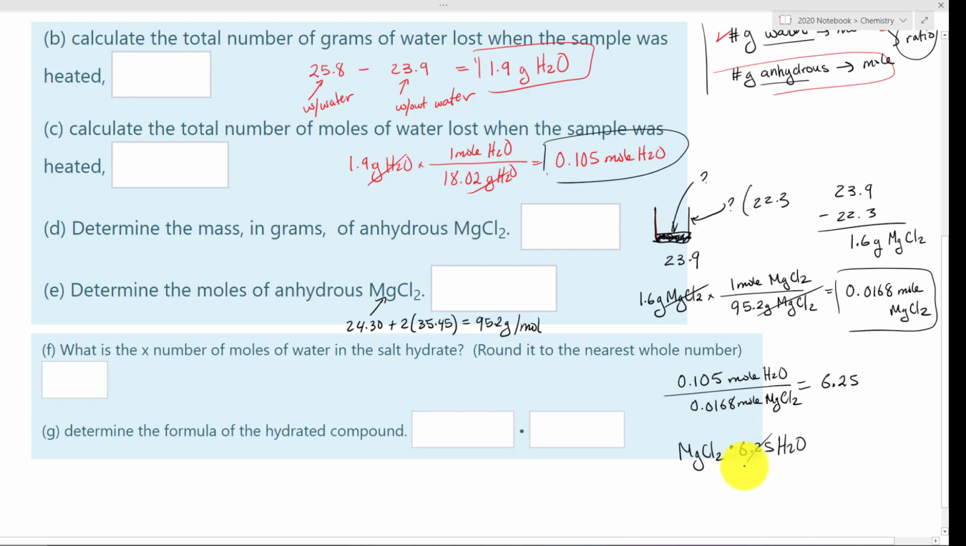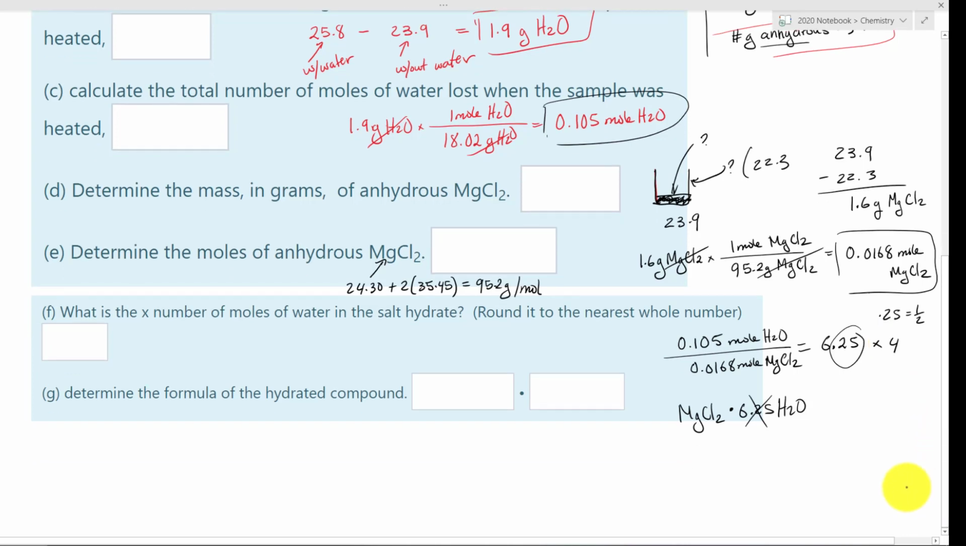Now, if you have your answer as like this, 1 mole of MgCl2 times 6.25 H2O, that would be incorrect because this is not a whole number. Because you cannot have 0.25 of molecules. So how do you get rid of this 0.25? Well, 0.25 is equal to what? 1/4. So you have to multiply this by 4. So when we multiply, we have MgCl2, right? This little n right there. So we have 6.25 moles of H2O.